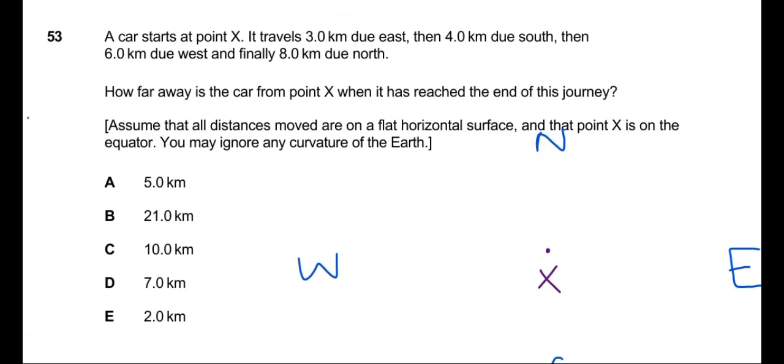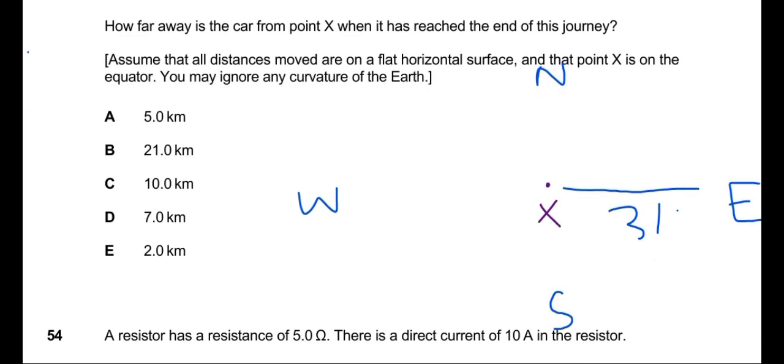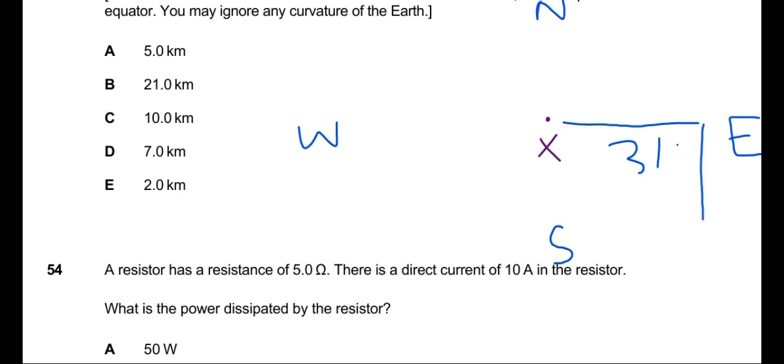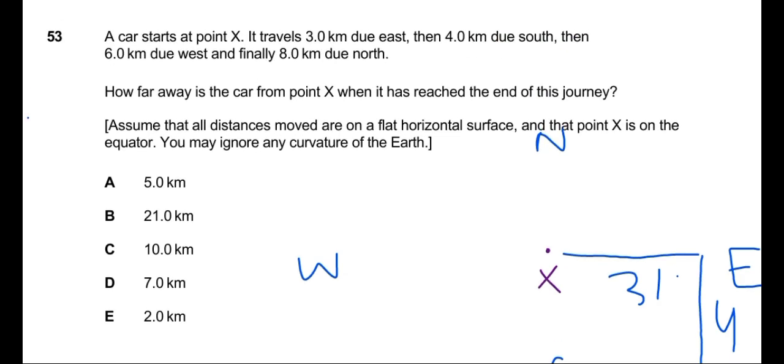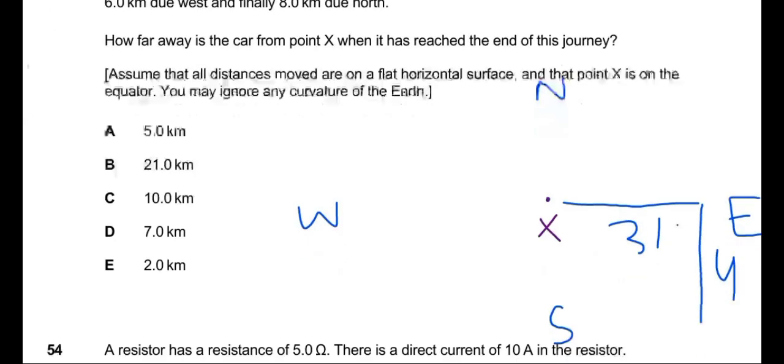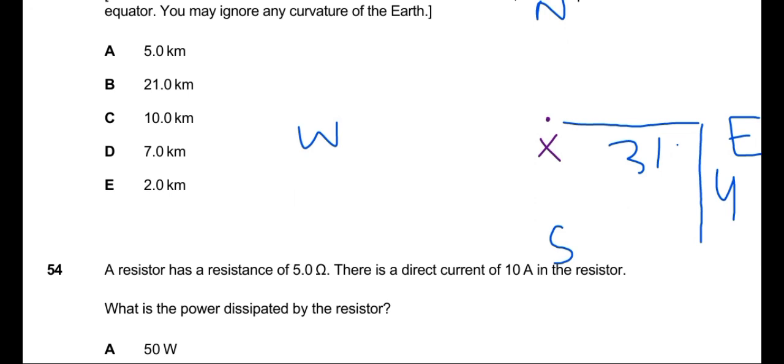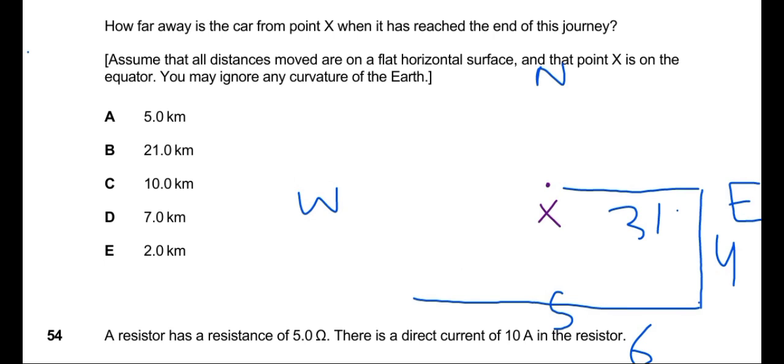A car starts at point X. It travels 3 km to the east, and then 4 km due south, then 6 km due west, and then 8 km to the north.